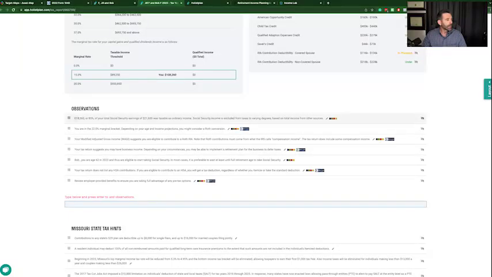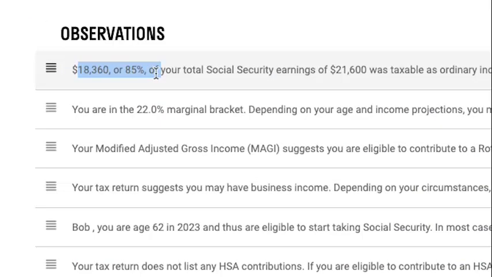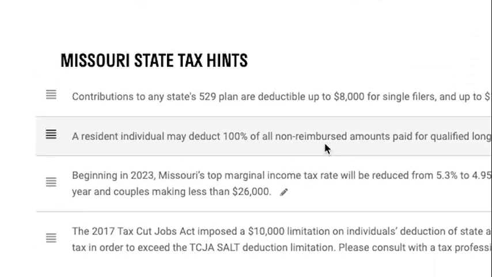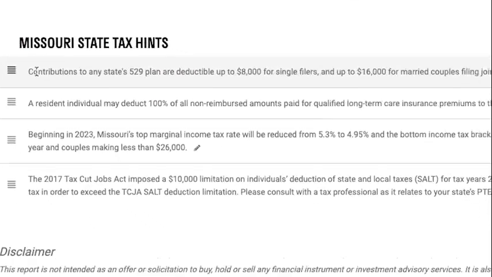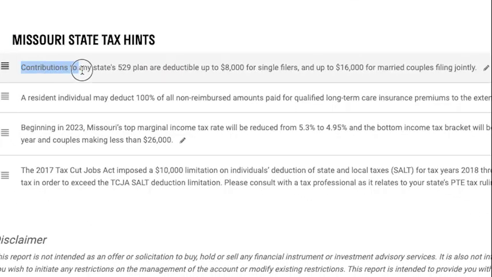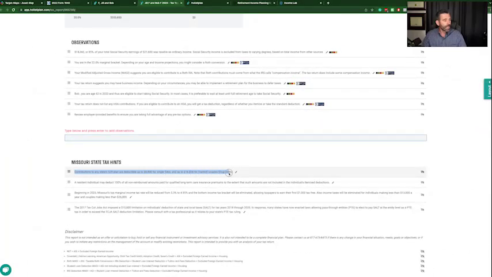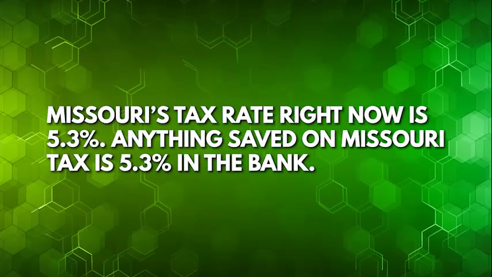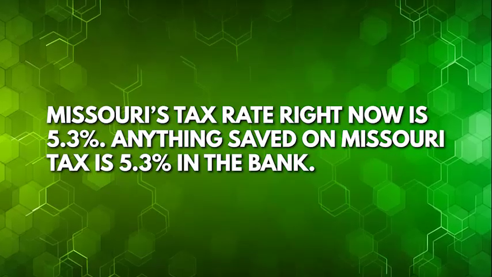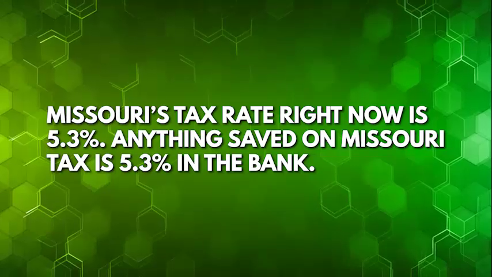One thing to look at is that we're already at the 85% range for Bob's Social Security. We're paying tax on 85% of that, so there's really nothing to worry about there. But what I like about this tax report that we can prepare is that we can get some state tax hints as well. In this case, we have some potential state tax that we can save for Bob and Jill. In Missouri, their tax rate right now is 5.3%, so anything we save on Missouri tax is 5.3% in the bank.